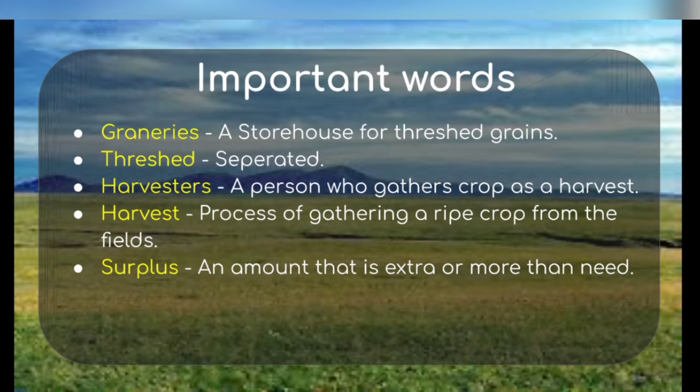Granaries, a storehouse for threshed grains. Threshed means separated. Harvesters, persons who gather crops as a harvest. Harvest means the process of gathering a ripe crop from the fields. Surplus, an amount that is extra or more than needed.